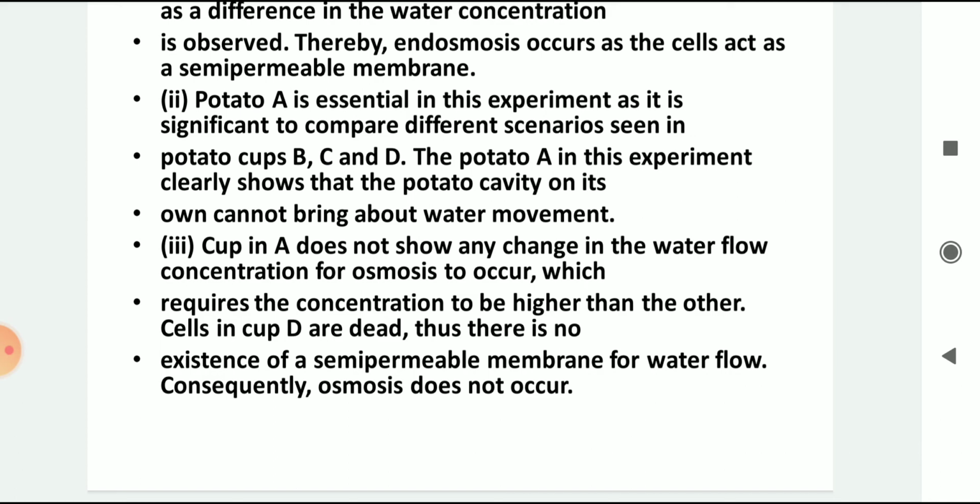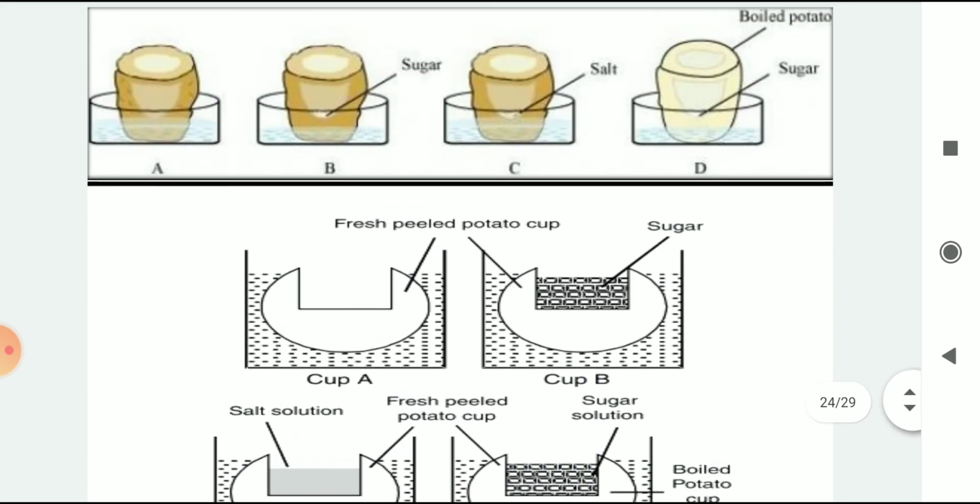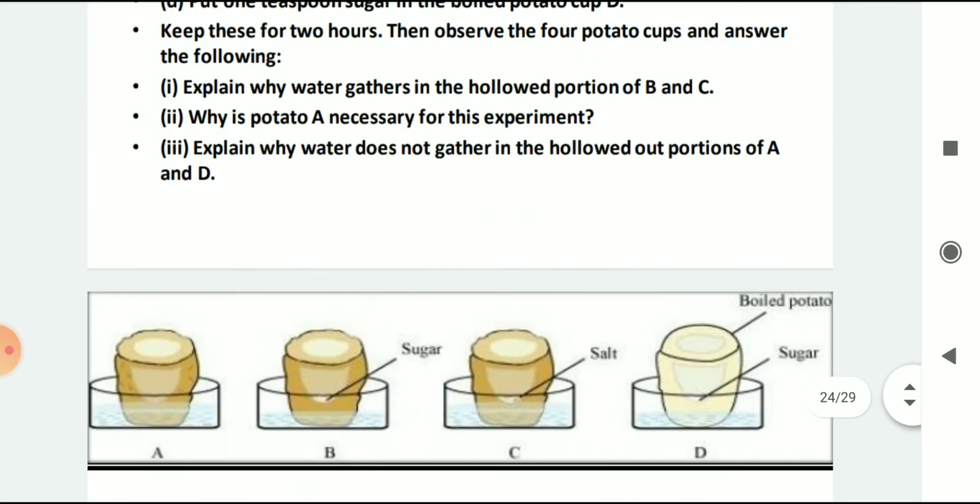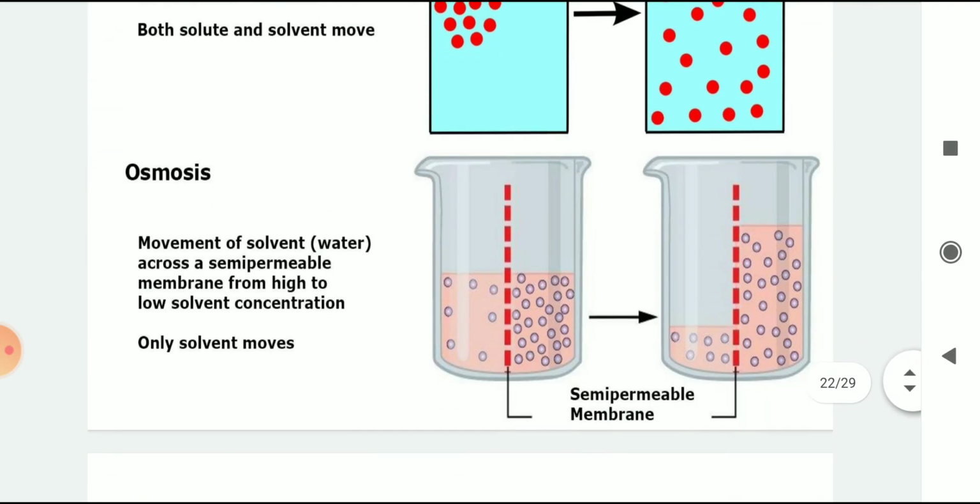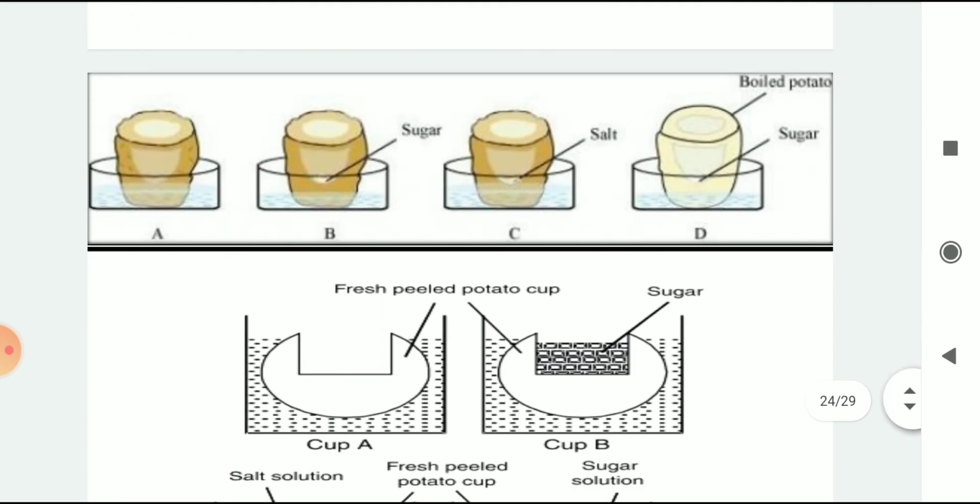And when we talk about D, that got boiled. आपको याद होगा कि जो हमने D potato रखा था, that is boiled. When we boiled that, जो उसकी सेल्स थी वो डेड हो चुकी थी, इसलिए यहाँ पे कोई भी सेमी परमेबल मेम्ब्रेन नहीं बची जो कि वाटर फ्लो को रेगुलेट करे, और कंटिन्यूसली यहाँ पे ऑस्मोसिस भी नहीं हुआ. So you can do this experiment at your home and you can shoot a video of 1 or 2 minutes where you have to explain the osmosis process and the presentation of osmosis.